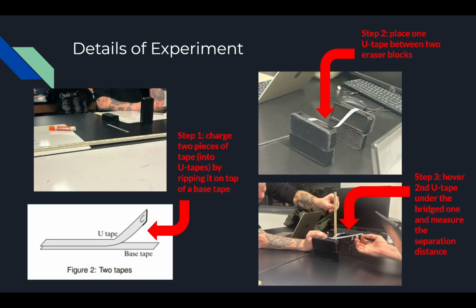So for the details of the experiment, step 1 was to charge two pieces of tape by ripping them on top of this base tape, as shown here. Step 2 was to place one of the U-tapes between two eraser blocks, and step 3 was to hover the second U-tape under the first one and measure the separation distance. Since they're charged and have the same charge, they would repel each other, and we would be able to measure that separation distance using a ruler.